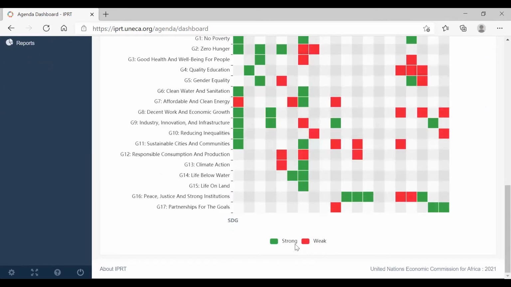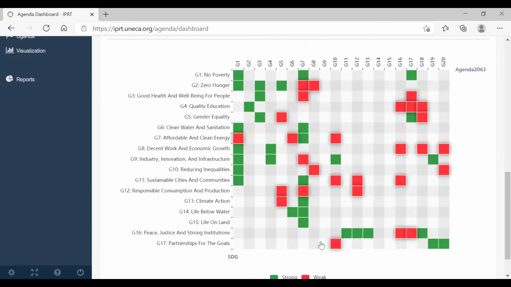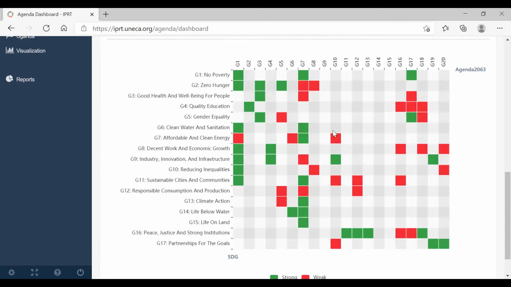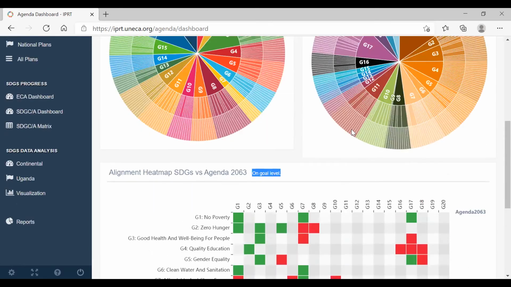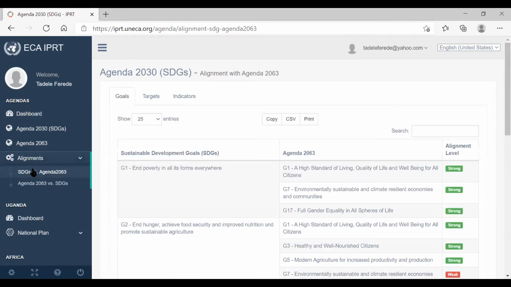The red color shows you weak alignment, meaning that there is some kind of commonality, but the alignment is not that strong, in terms of indicators, in terms of targets, and so on. This is goal level alignment, the highest level alignment. So we have green as well as red in terms of strong and weak alignment. Now let us look at the details of this. If you look at this, this is the goal level alignment.